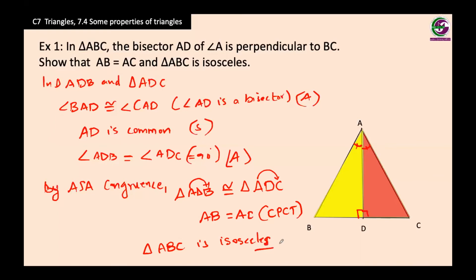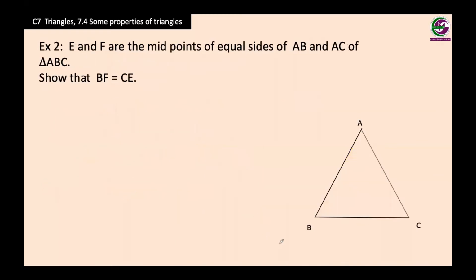Okay, let's move on to another example. E and F are the midpoints of equal sides of AB and AC. First of all, these two sides are equal. The whole AB and AC are equal. And E and F are the midpoints, which means these two parts are equal. So finally, all parts will be equal because if this whole AB is 10, each one will be 5. AC is also 10, so each one will be 5. So all of these parts are equal.